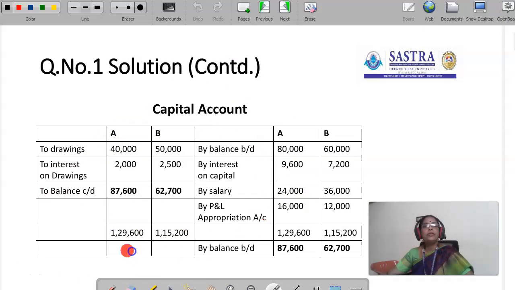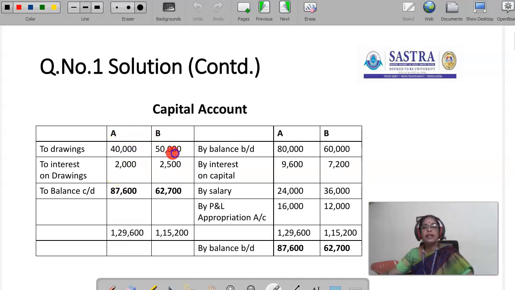This is the capital account of the partners under the fluctuating capital method. This is the opening capital, 80,000 and 60,000. Then the items should be credited, and drawing and interest on drawing should be debited because they are an expense, and so they should be deducted.